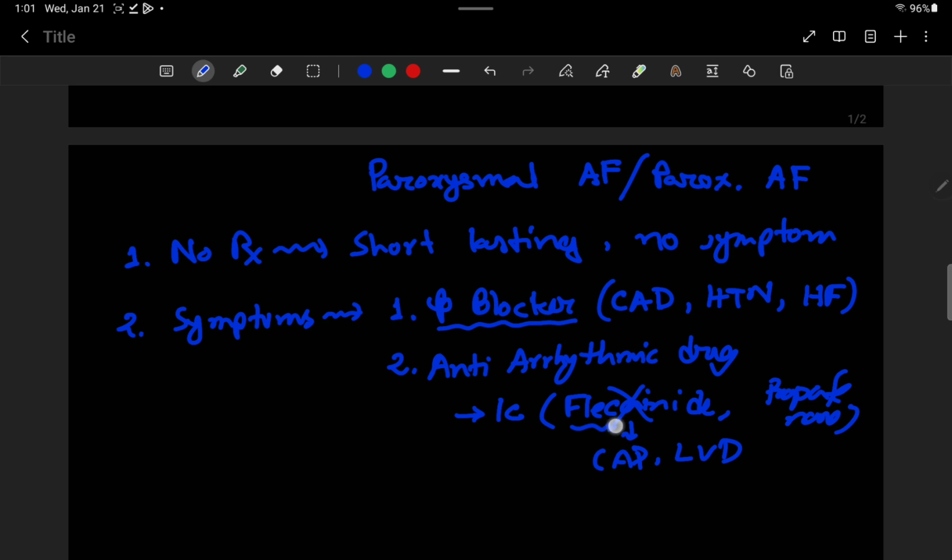Moreover, if you give flecainide, you have to provide a beta blocker, so you have to use a rate controlling drug also, to make it effective. Otherwise atrial flutter may develop. So for atrial flutter prevention, you will give a beta blocker with the antiarrhythmic drug flecainide.